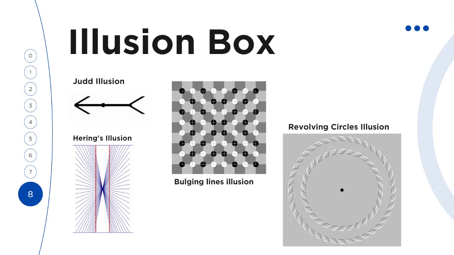Similarly, the bulging lines illusion. These lines are perfectly straight, but they look like they are bulging towards you. So the red lines as well in the Hering illusion, the red lines are actually not curved at all, but they appear to be curved, right? So this activity will just be a collection of these illusions and explanations about how they work. And overall, I just try to keep it very fun, interactive, and interesting for everyone playing around with it.